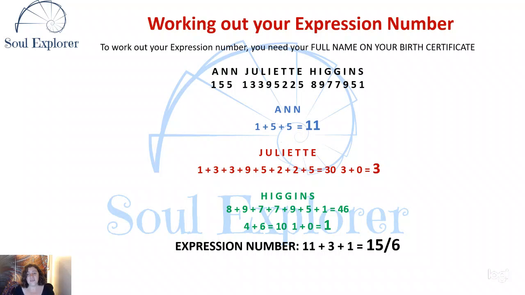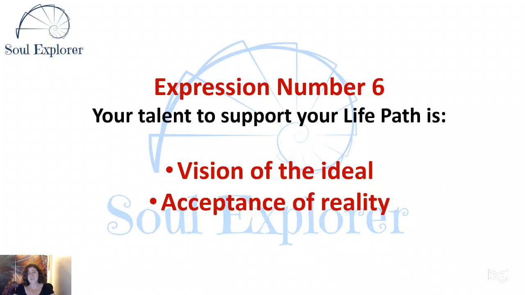Then I take the number for each name, 11, 3 and 1, 11 plus 3 plus 1, and that gives us a 15, reduced to 6 expression number. So Anne Juliet Higgins' talent that she brought to this lifetime is the energy of the 15/6. Right, so the expression number 6 is the talent that they brought with them to support your life path. And you, who hopefully are an expression 6.